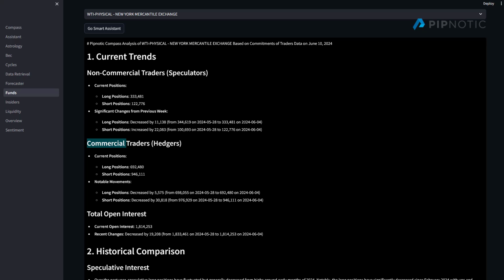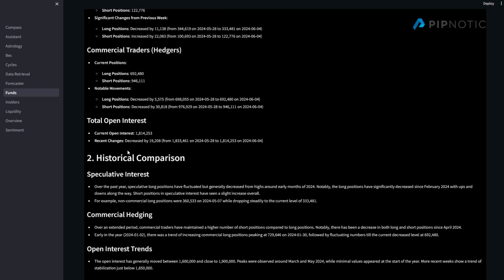On some other assets, you'll see that sometimes, like Bitcoin at the moment, the non-commercials and the commercials are both beginning to accumulate more long positions, which is a pretty good indication that the price of Bitcoin is going to go up. But with physical commodities like crude oil, there are a lot of other things you have to take into consideration. So there's risk, and the people who are producing oil are hedging against this risk.